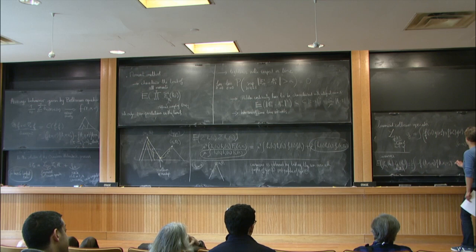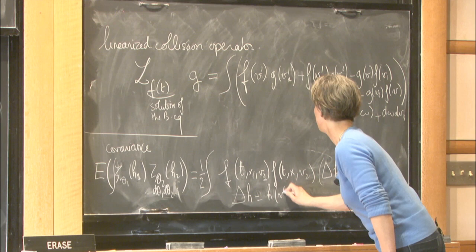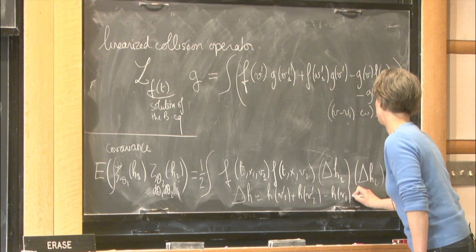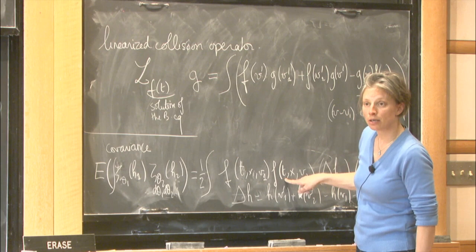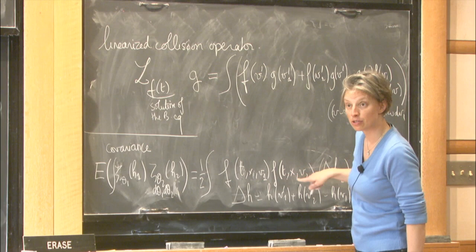And then you have the delta h1 times delta h2. And delta h is just this quantity here. So delta h is just h of v prime 1 plus h of v prime 2 minus h of v1 minus h of v2. Okay, so it's rather complicated, but what is important here is that if you integrate in theta 1 and theta 2, you only find one time here, which means that the noise is white in time. It's white in x here because this is the same x, because it's really due to the recollision here, you see only one time.